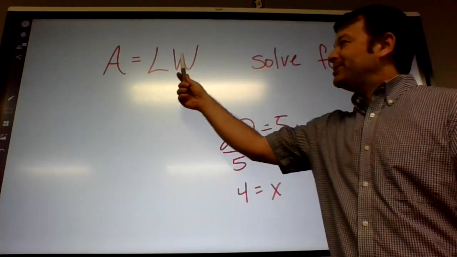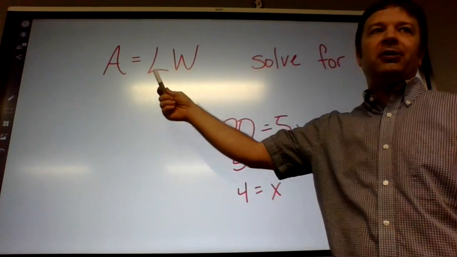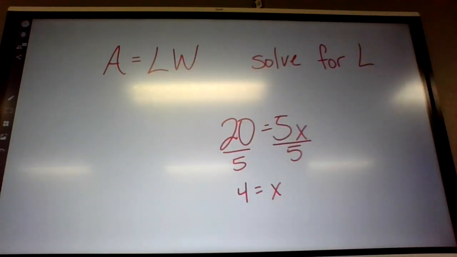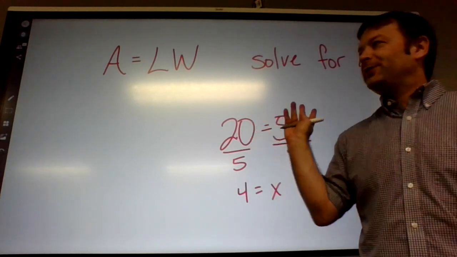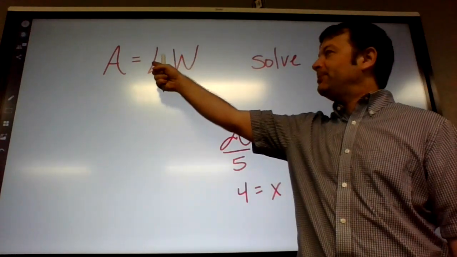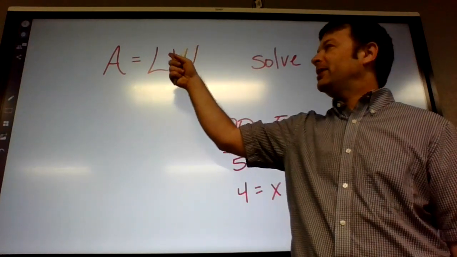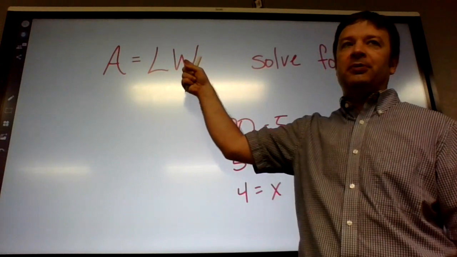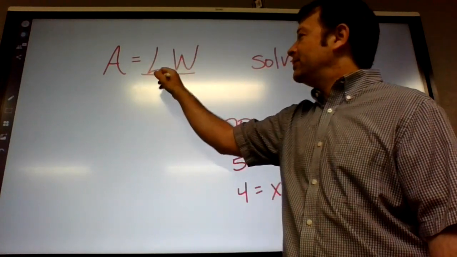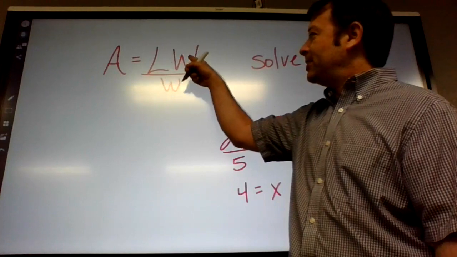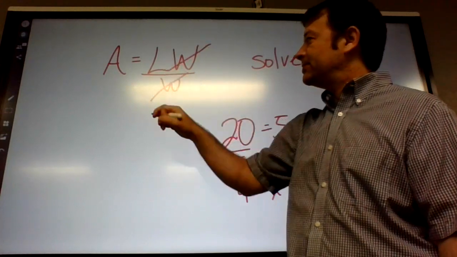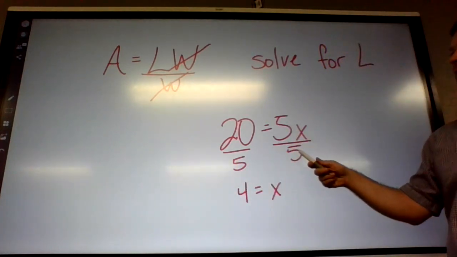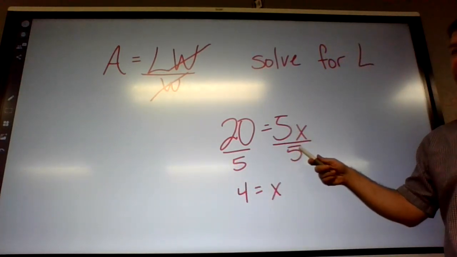Okay, how would I solve this equation for L? What it means is I want to get L by itself, and I'm going to use the same tricks as this. The only difference is there's no numbers. So what's happening between the L and the W? Multiply. So if I'm solving for L, how do I get rid of the W? Divide by W. Because what's times W divided by W? That's gone. Just like over here, I divide by 5 to get rid of the 5.